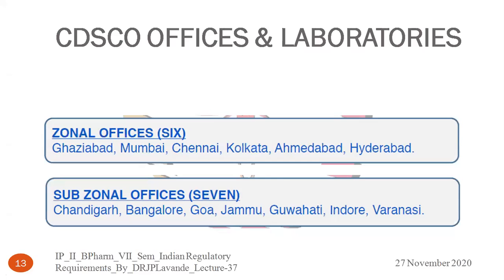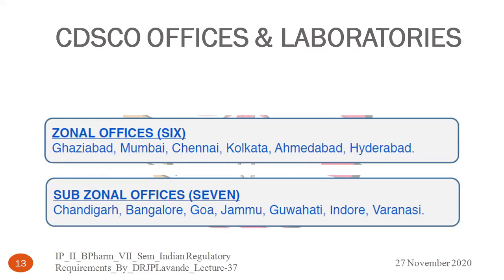The CDSCO has its zonal offices. There are 6 zonal offices in different zones in order to cover the whole country. There are west, east, north, and south zonal offices. The north zonal office is situated at Ghaziabad. The west zonal office is situated in Ahmedabad and Mumbai. The south zonal office is situated at Chennai along with Hyderabad, and the east zonal office is situated at Kolkata.